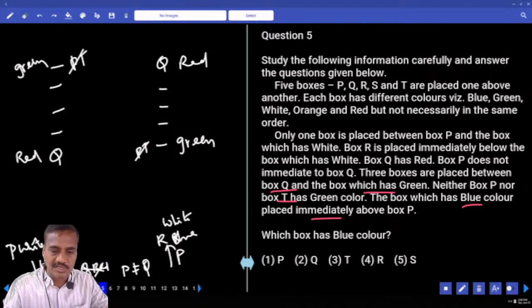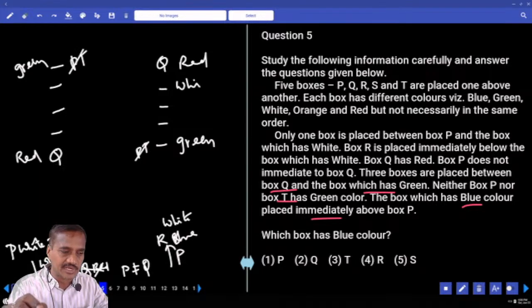Now white color, R and P. White, R and P. Now tell me whether we are able to write like this or not. White, R, which is blue in color.